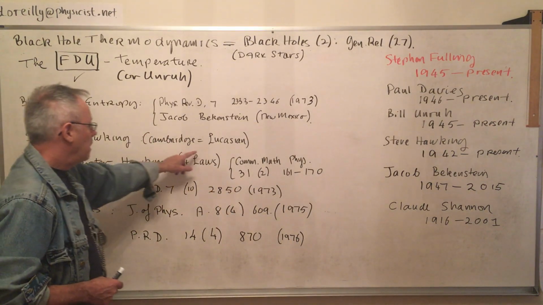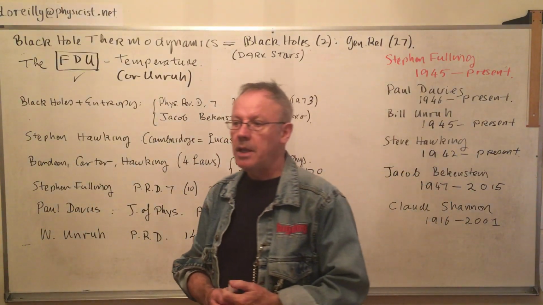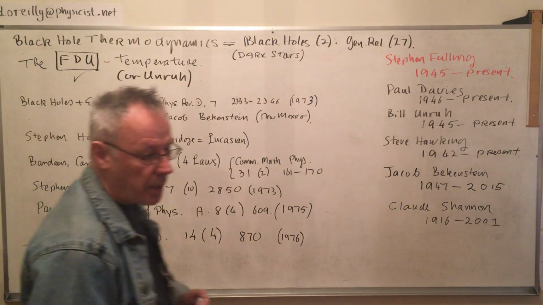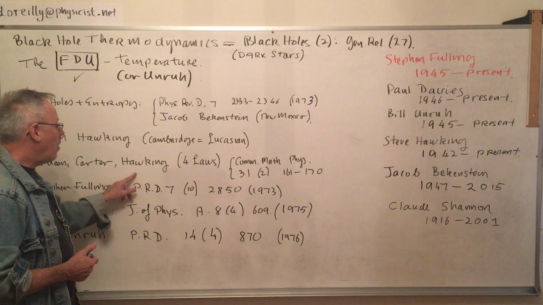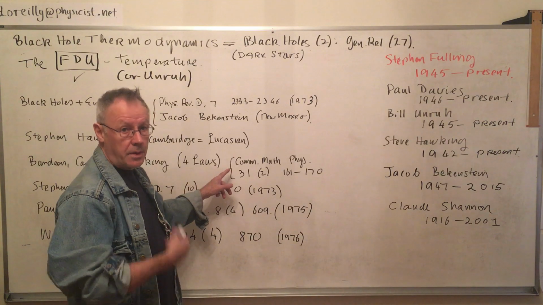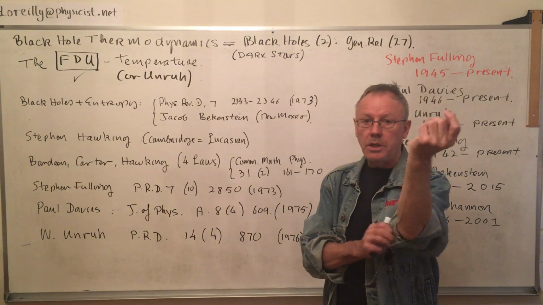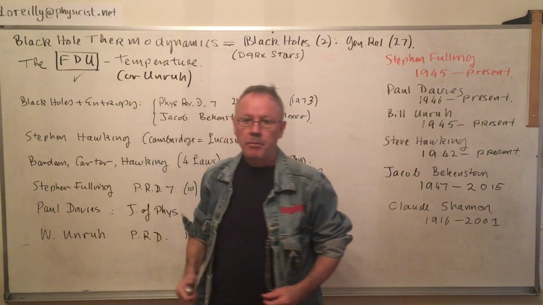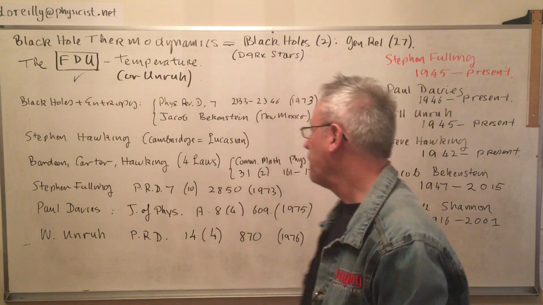Stephen Hawking was in the Lucasian chair in Cambridge from 1979 to 2000-something, I can't remember. The Lucasian chair was occupied also by Isaac Newton. Bardeen, Carter and Hawking, the 4 laws of black holes, 4 laws of the thermodynamics of black holes, kind of paralleling classical thermodynamics, studying heat. I put this in because that's John Bardeen of Bardeen, Cooper and Schrieffer fame. And I think also inventing the transistor, clever guy.